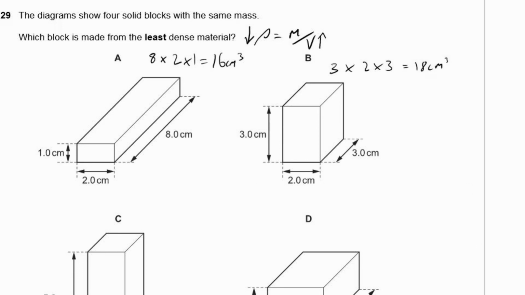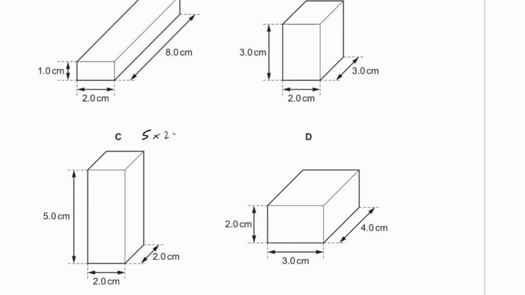Let's look at C and D. C is 5 centimeters by 2 centimeters by 2 centimeters, that's going to give us 20 centimeters cubed. And D, there we go, is 2 centimeters by 3 centimeters by 4 centimeters, that gives us 24 centimeters cubed. So the one with the biggest volume, and therefore the lowest density, is D. And the reason it's got the lowest density is because each block has the same mass.